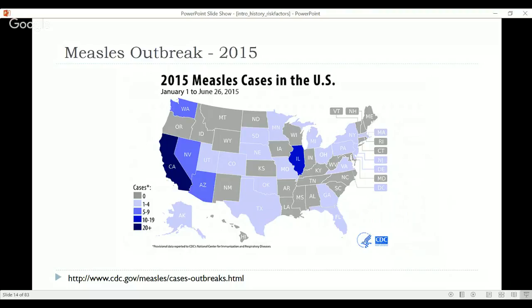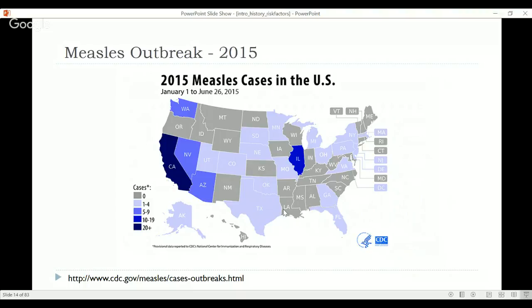And again, the outbreak likely started from a traveler who became infected overseas and then visited the amusement park while they were infectious. However, in the 2015 outbreak, no source was actually identified. So 2014 traced back to the Philippines, 2015, no source identified. One analysis by CDC did show that the measles virus type in this outbreak was identical to the virus type that caused the outbreak in the Philippines. So it makes you think that potentially the 2015 outbreak could also be linked to the Philippines.